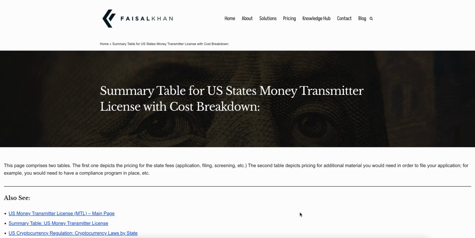I want to discuss the cost of a money transmitter license and what it costs to apply for them. You will see many vendors that have put out pricing and state regulators and so forth, but it's a little confusing. So, what we decided to do is put a summary table for the US state money transmitter license cost with the breakdown.